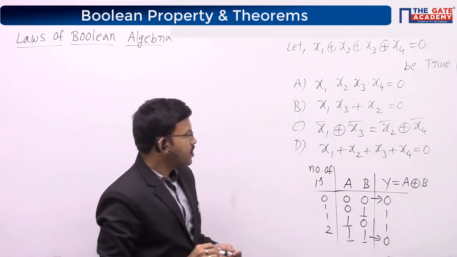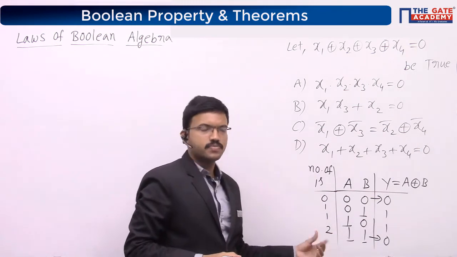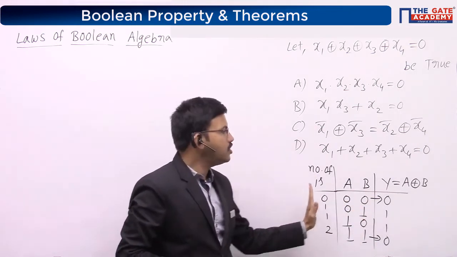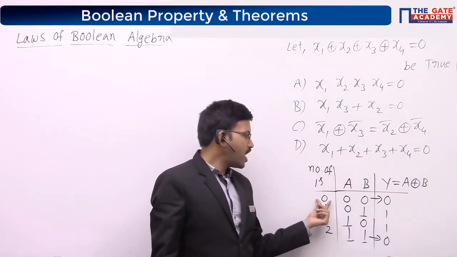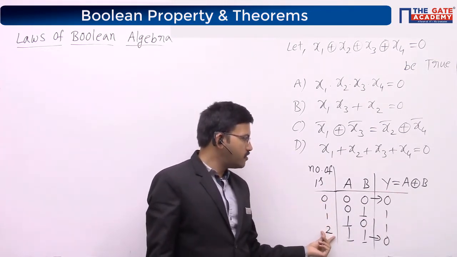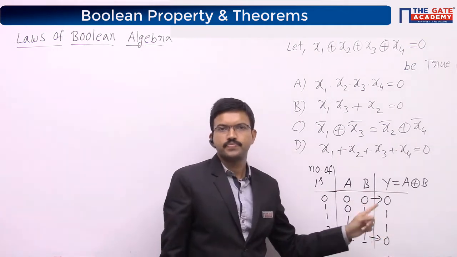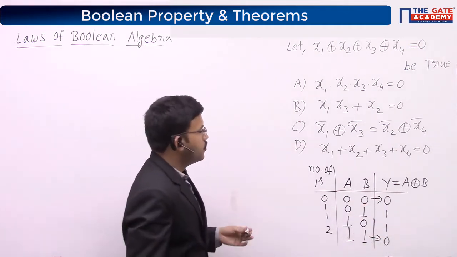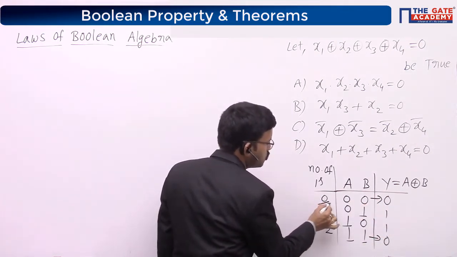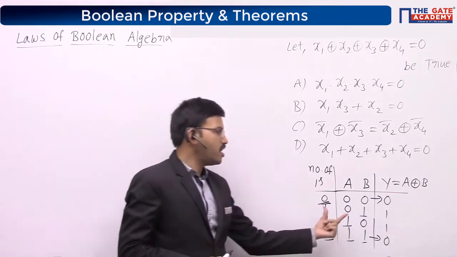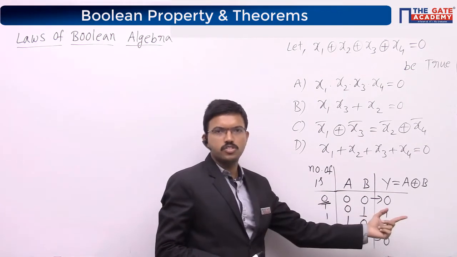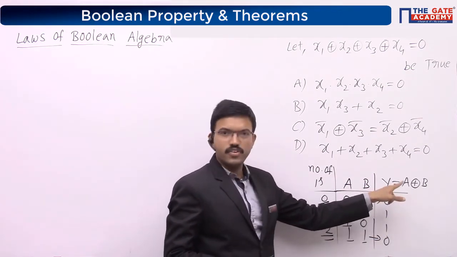Just observe the number of ones at the input side, and look at the output when I am getting 0. If the number of ones is 0 or 2, the output is 0. Right? That means 0 and 2 are nothing but even numbers. If you are having an even number of ones at the input, the output is 0. That is nothing but the exclusive OR.